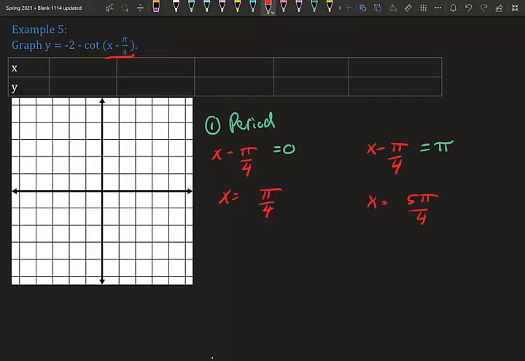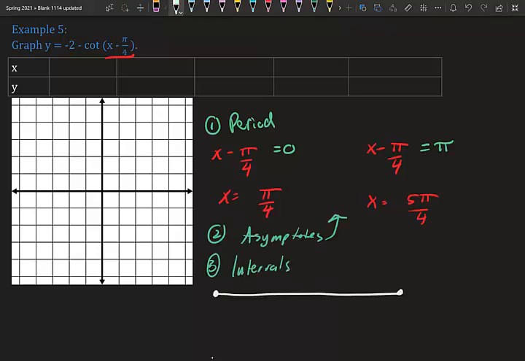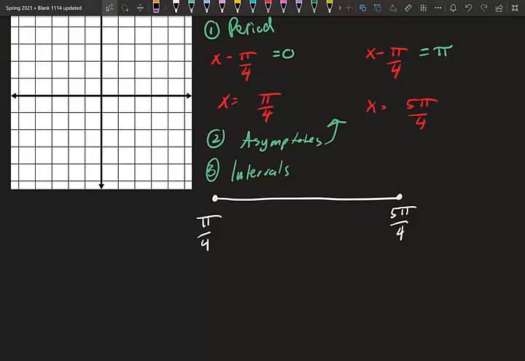So now we have our asymptotes. You can sketch them if you like now, but I don't. I like to wait until the end. Alright, our third step is intervals. So we have pi over 4 and 5 pi over 4. And from there we just find our intervals just like we have been doing in chapter 4.1 and 4.2, so I'm not going to really go over that.